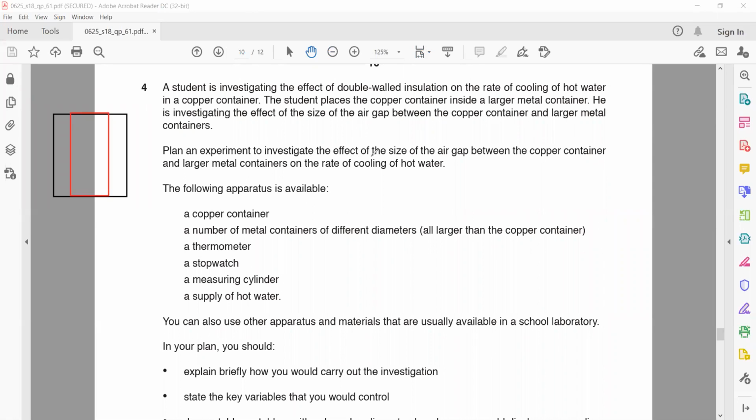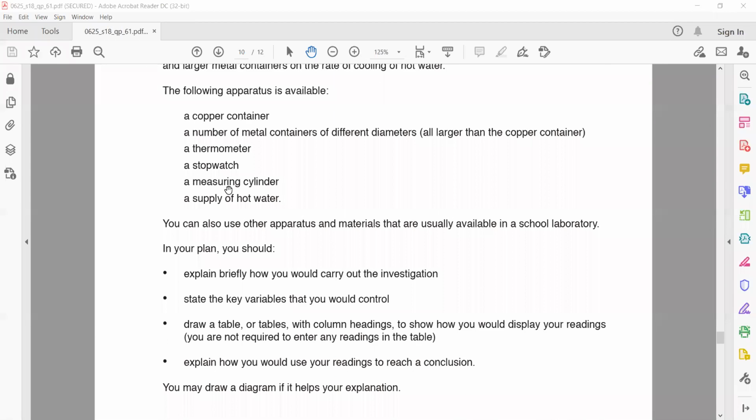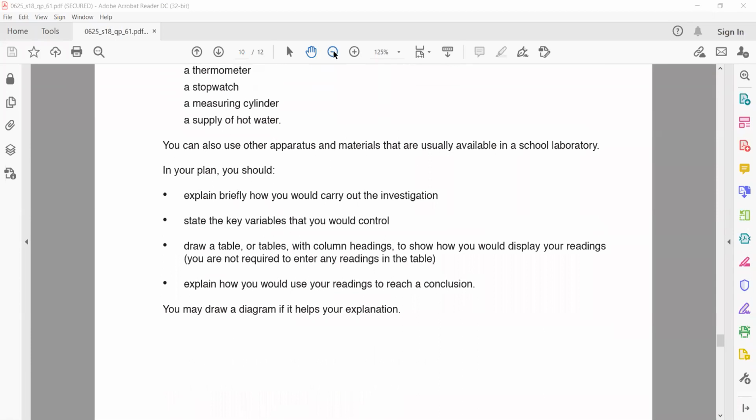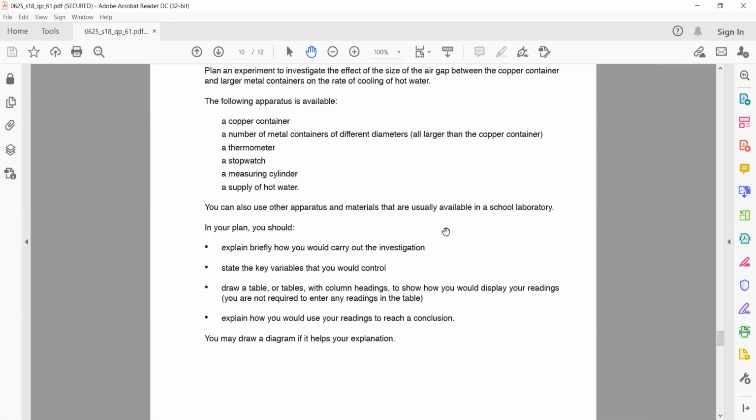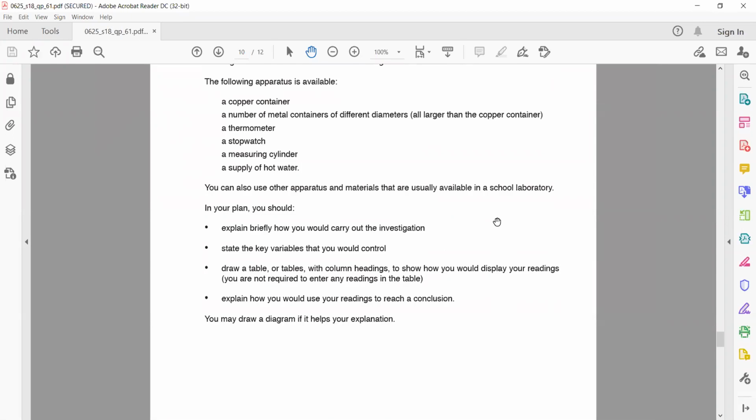Plan an experiment to investigate the effect of the size of the air gap between the copper container and the large metal container on the rate of cooling. So how can we plan this experiment? First thing, how would you carry out the investigation? So how will we carry out this investigation?